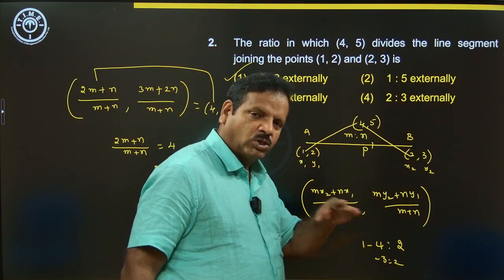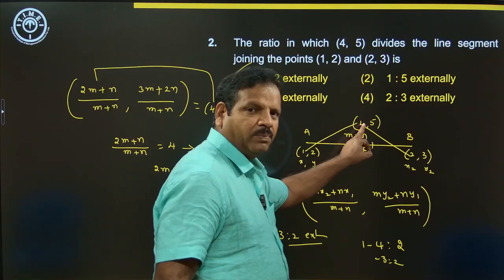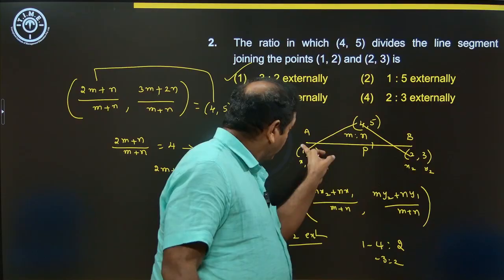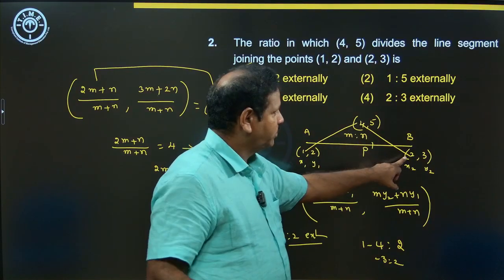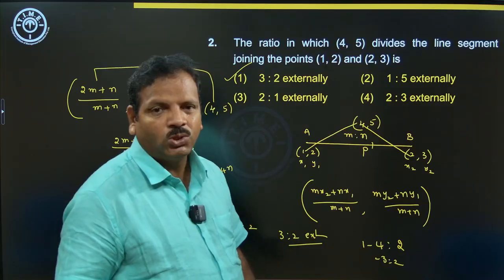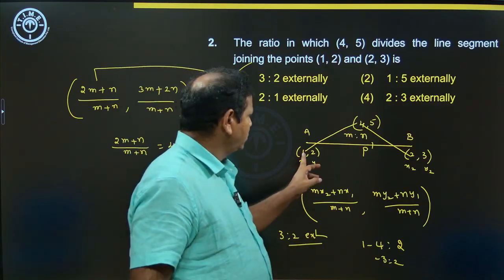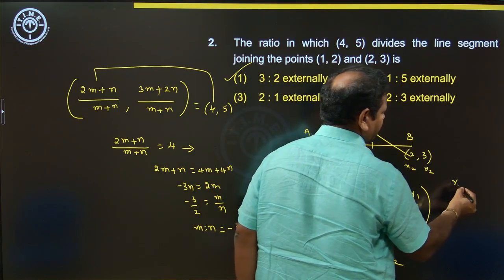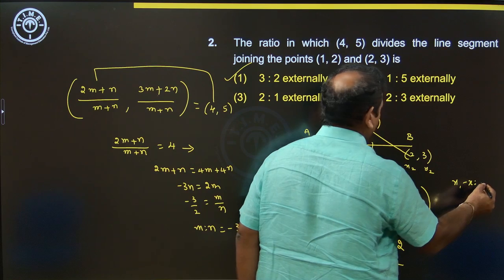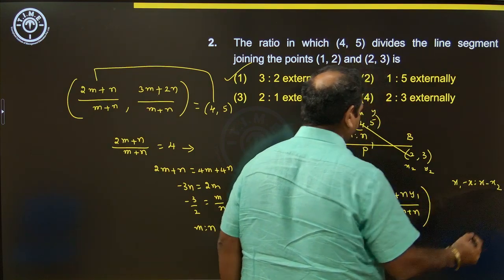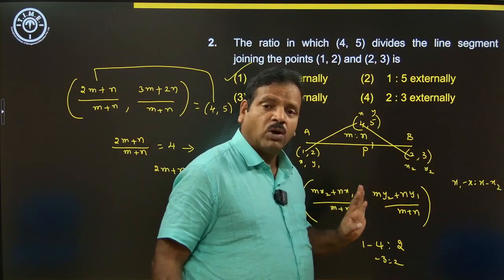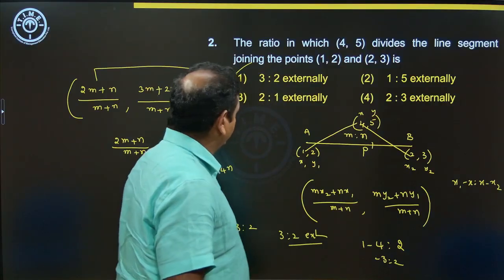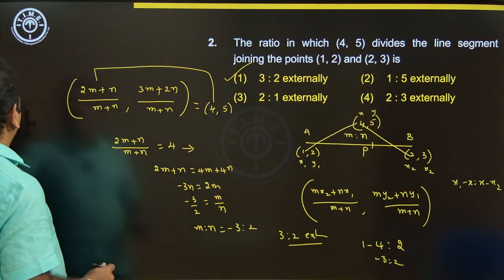Take either x coordinates or y coordinates, your choice. 1 minus 4 is minus 3. You are at 4. Do not come back again. 4 minus 2 only, not 2 minus 4. 1 minus 4, you are at 4, 4 minus 2. So minus 3:2, nothing but 3:2 externally. And what can we say about the formula? If you take this one as something like x comma y, then x1 minus x is to x minus x2. That is it. x1 minus x is to x minus x2, or y1 minus y is to y minus y2. You can do it in any way. Okay, so 3:2 externally.